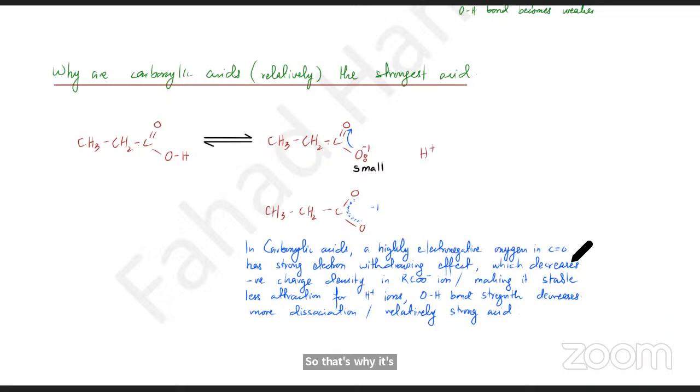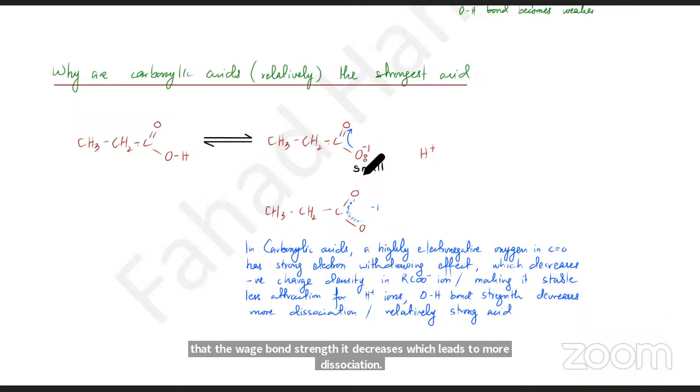So a highly electronegative oxygen in C double bond O has a strong electron withdrawing effect, which decreases the negative charge density on the ion, making it stable and less attractive for H+1. Or you can say that the OH bond strength decreases, which leads to more dissociation. Okay? So everything depends on this negative charge.